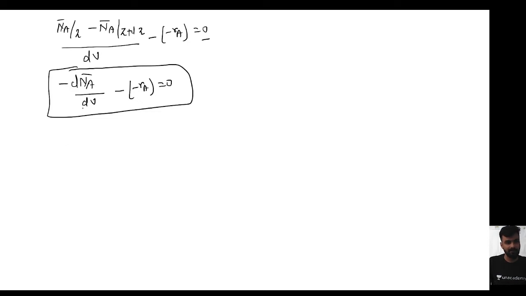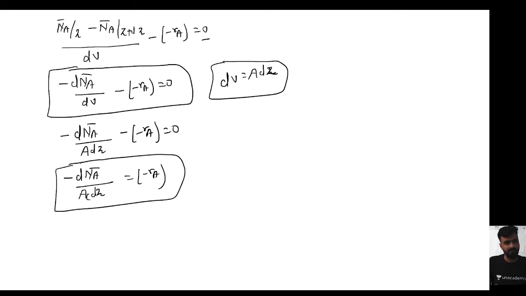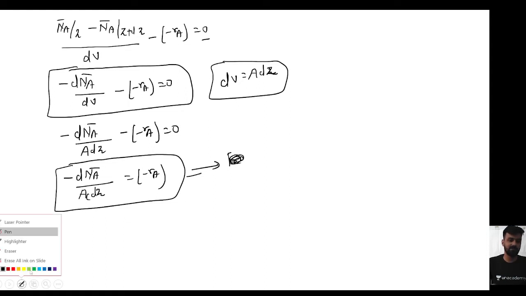Okay. Now, how can I write dV? So dV, can I write a dz? So can I write minus dNA bar upon a dz minus of rA, that is equal to 0. Okay. So can I write minus dNA bar upon Ac dz, that is equal to minus of rA, and it's a very important relation, and it is from Fick's law of diffusion. Now it's very important, so you just try to remember these things.